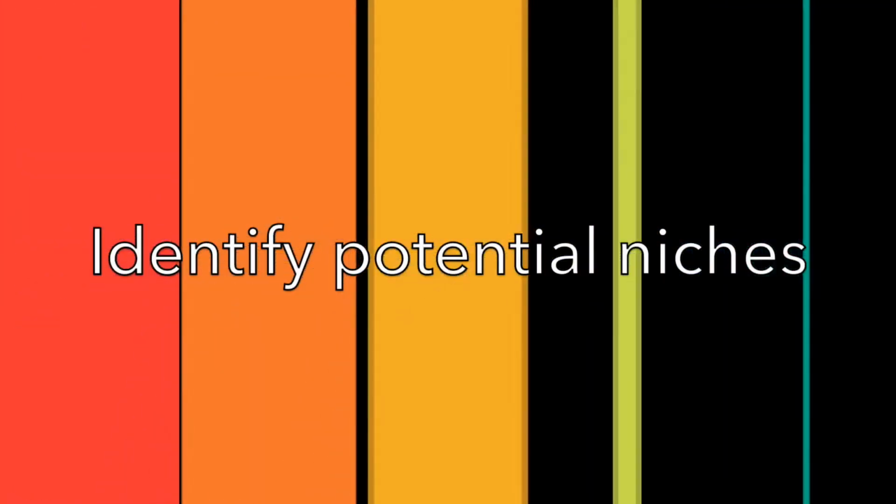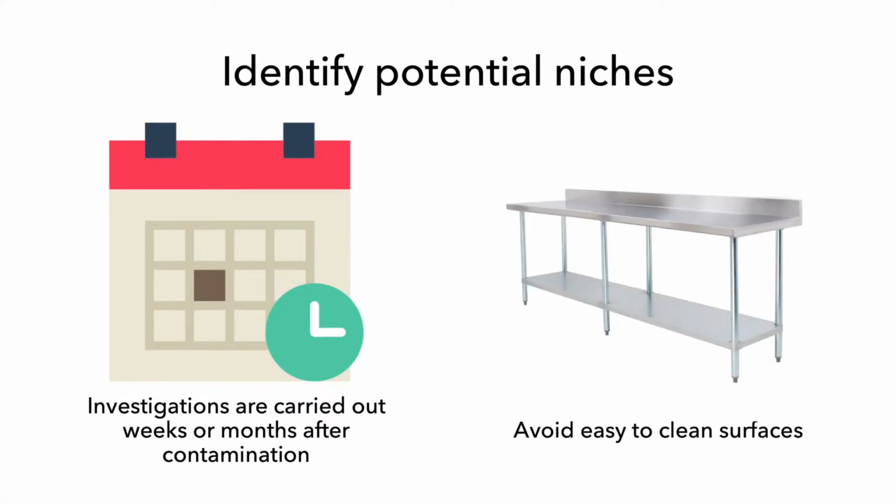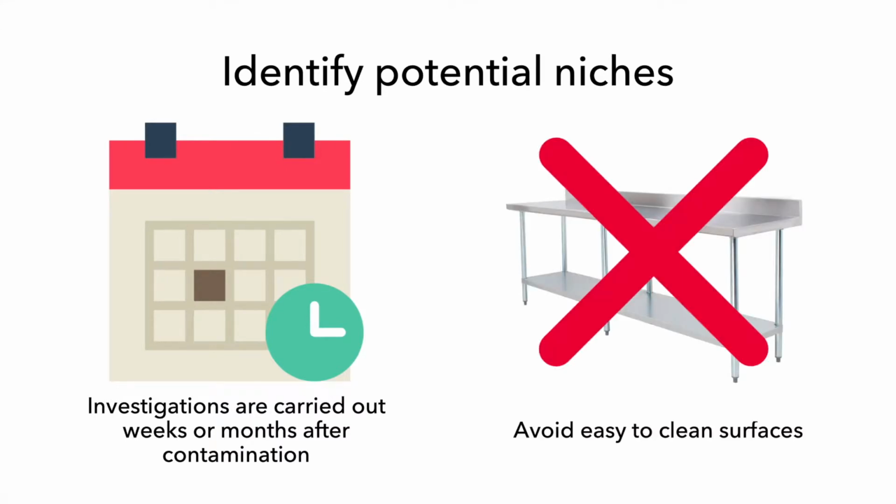When conducting an environmental investigation, you are sampling weeks or months after the contamination event happened, so you are in search of places where pathogens are most likely to persist in a food facility. You want to avoid surfaces that are easy to clean and sanitize, such as flat surfaces and walls, as they are likely to have been well cleaned since the outbreak occurred.